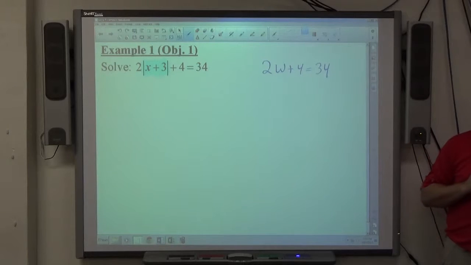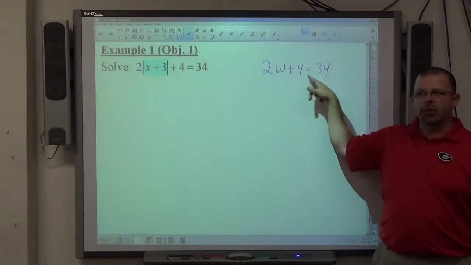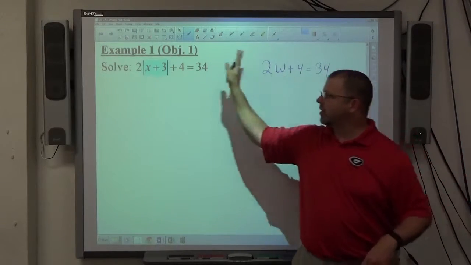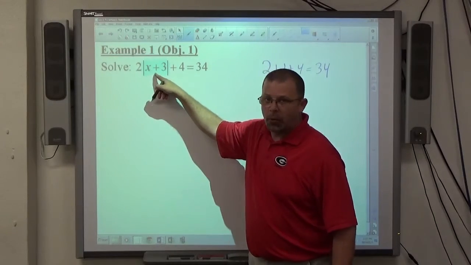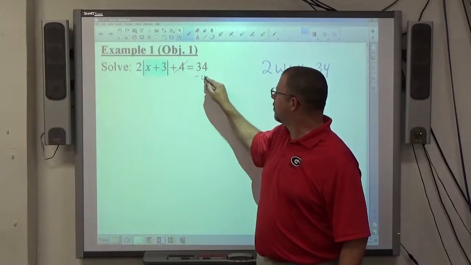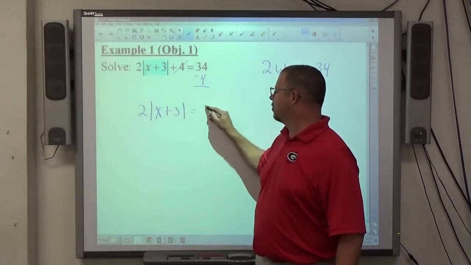All right? You don't have to do it this way, but just to give you a visual, we all know how to solve this equation, right? Move the 4 over, change the sign, divide by the 2. It's real simple. We're doing the same thing to this over here. So I've got 2 times this thing I want to have all by itself, plus 4 equals 34. Job 1, get the 4 over here. 2 times the absolute value expression equals 30.